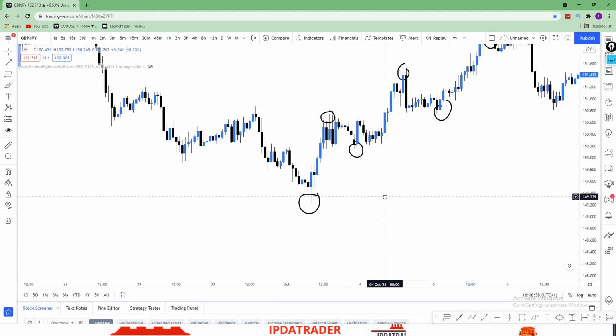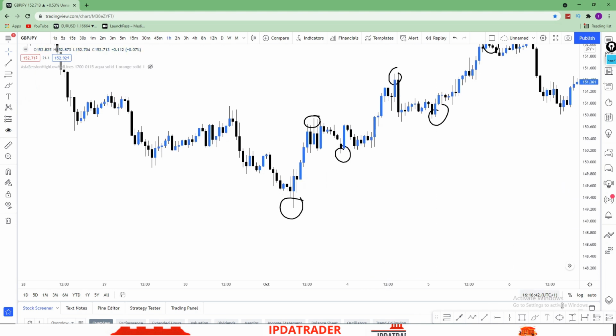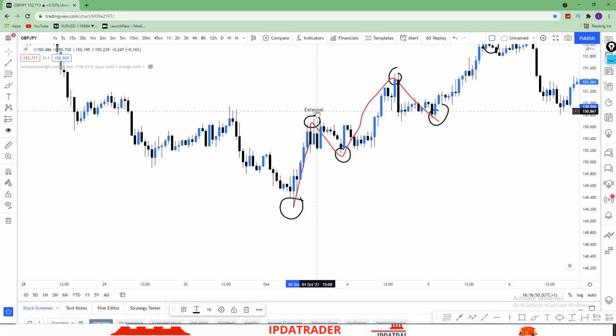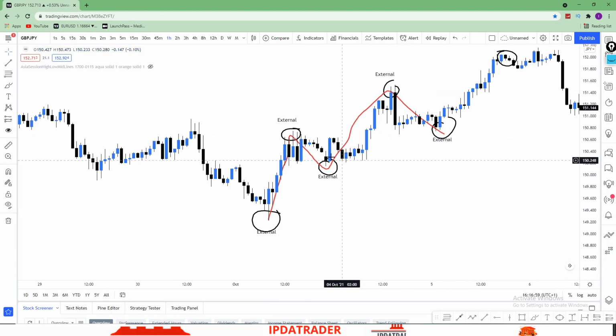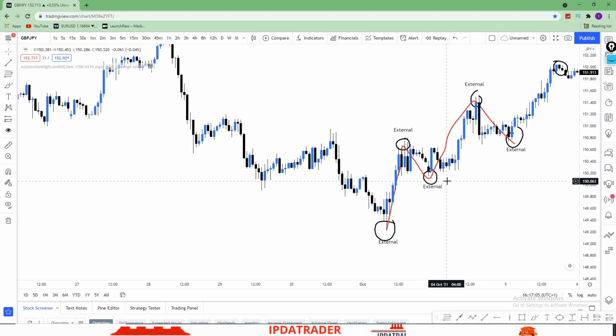We also have candlestick structure, which is essentially your internal trend, right? The points over here are considered your external structure. All these points over here are considered your external structure. Over here, external, external, external. But in between, we have what we call, in smart money concepts, internal structure. And that internal structure is absolutely determined by the candlesticks, right?